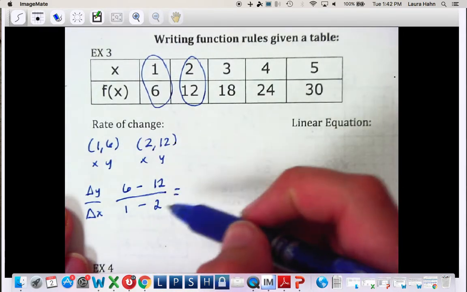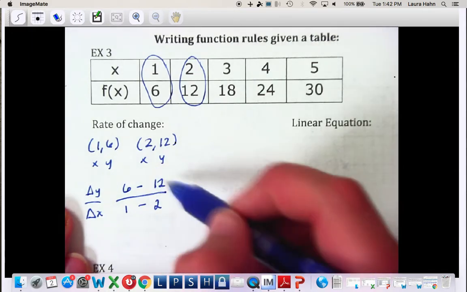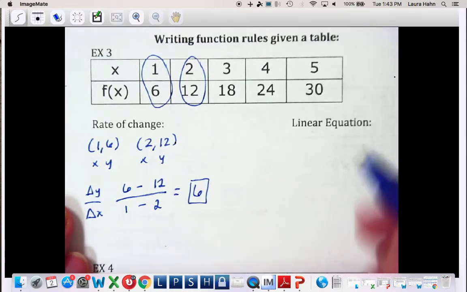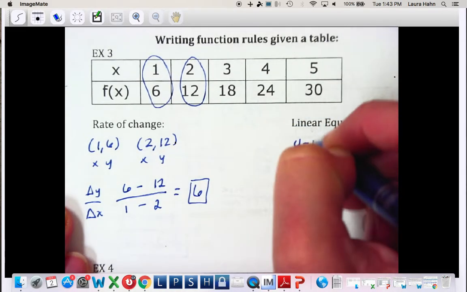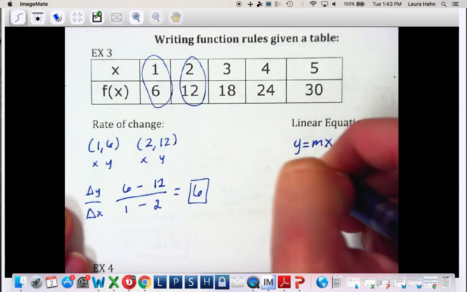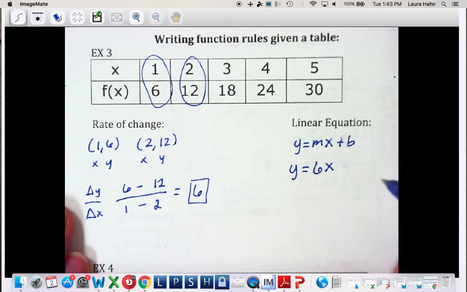All right, so from here you can either do it by hand, but always check yourself in the calculator. This comes out to be a positive 6. So when I write my equation, y equals mx plus b. So I know y equals, my slope is 6x. Now I just have to figure out my y-intercept. Well, I don't have a story here to tell me my starting point. I don't have a graph to look at where it crosses the y-axis.